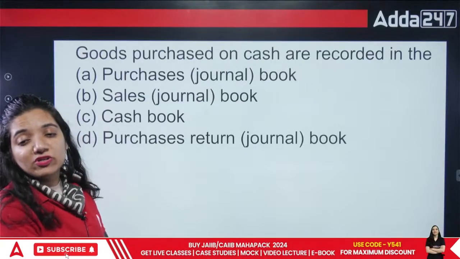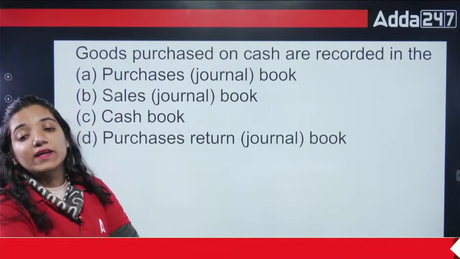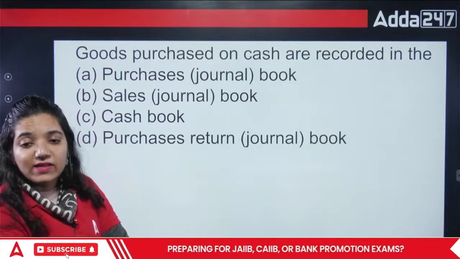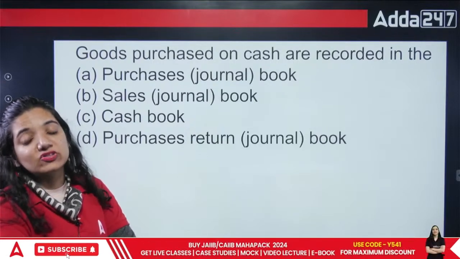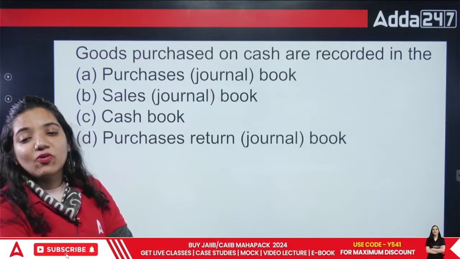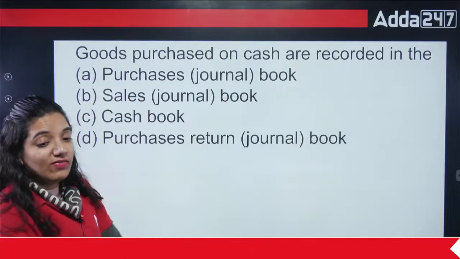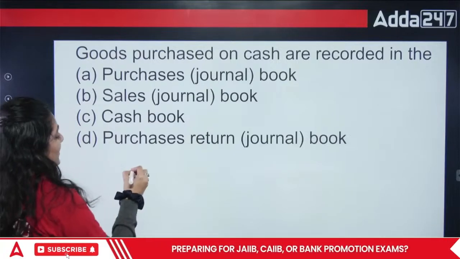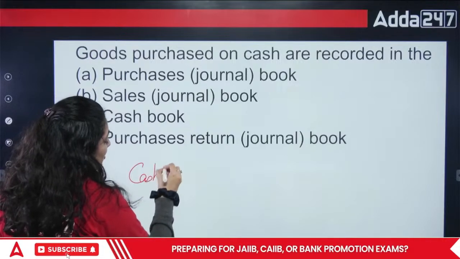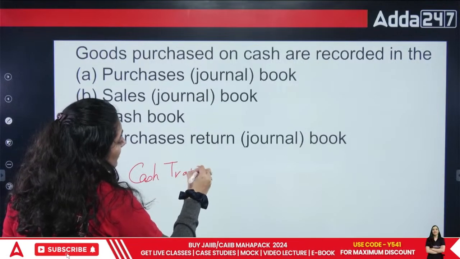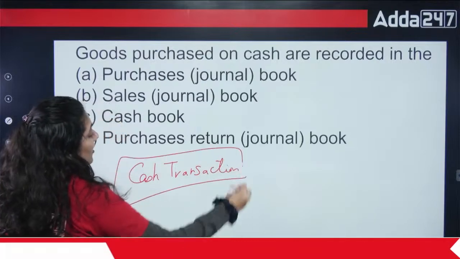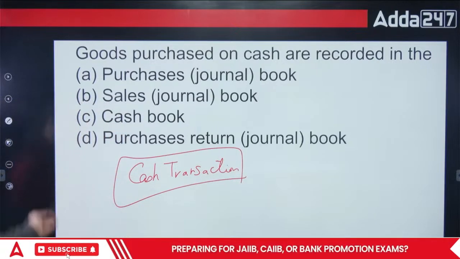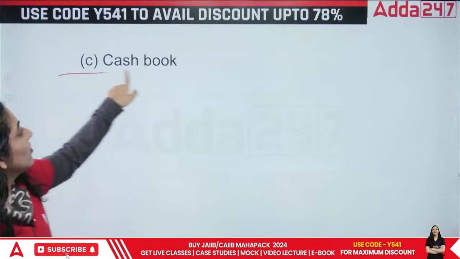Next question, goods purchased on cash are recorded in the purchase journal, in the sales journal, in the cash book, or purchase return journal. In which place will you record the goods which are purchased in cash? That means the purchase in cash is a cash transaction. A cash transaction means you are getting a particular thing and you have cash incoming and outgoing. So when you have this kind of situation, it is called cash book. Okay? It is called cash book.